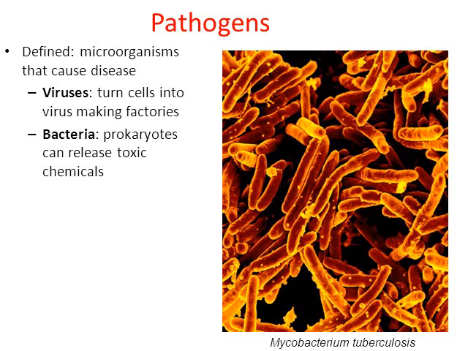So another type of pathogen would be bacteria. Now remember that bacteria are prokaryotic cells. They lack a nucleus, but what makes bacteria pathogenic is that many of them will release toxic chemicals. And when those toxic chemicals build up and build up over time, they can cause various sicknesses. The picture you see here is the bacteria that causes the disease tuberculosis.